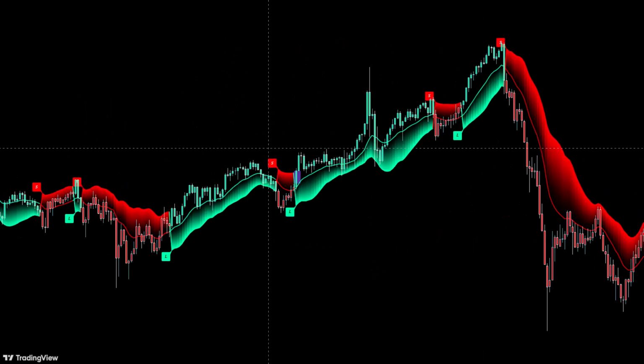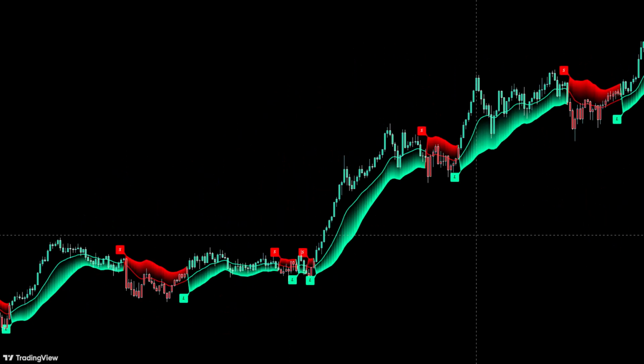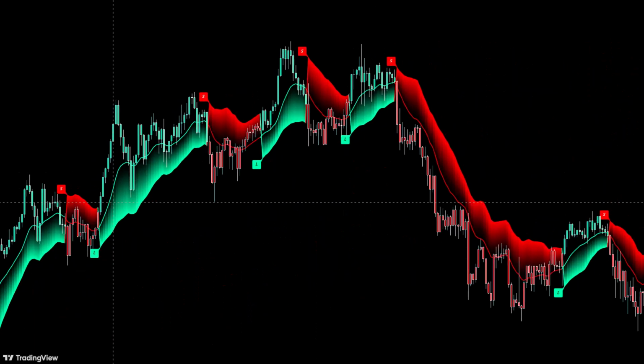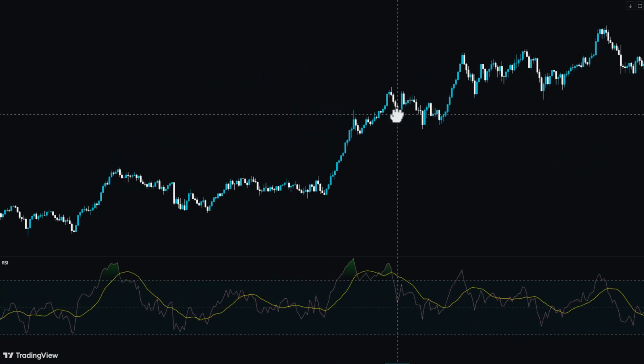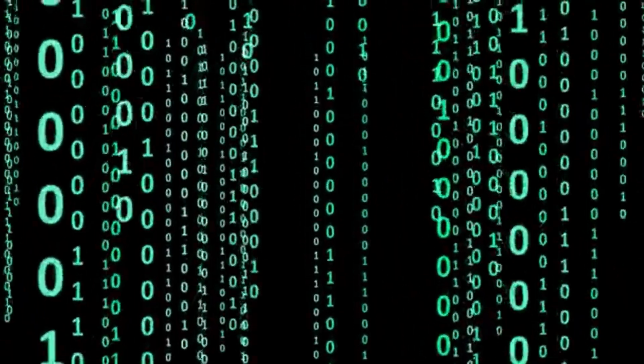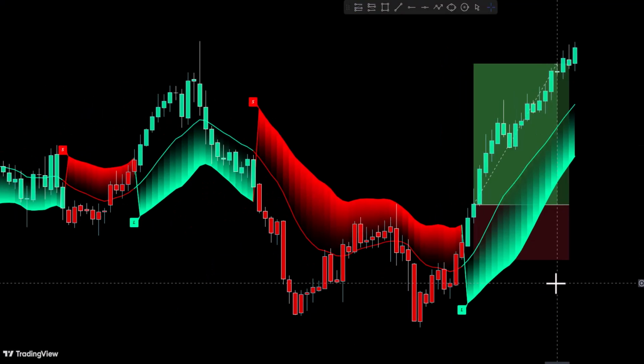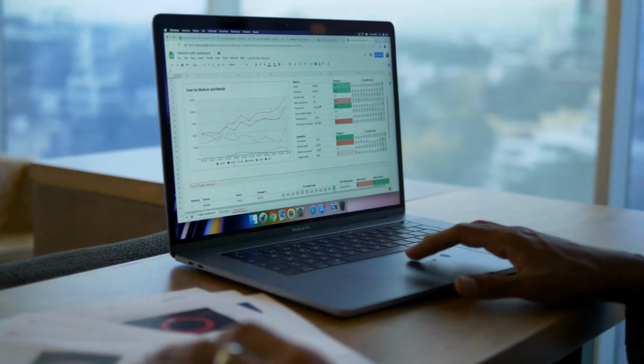What if I told you that there's a completely free TradingView indicator that could rival or even outperform some of the most expensive and premium indicators out there? From the classic RSI to cutting-edge AI-powered indicators that claim to predict the market with pinpoint accuracy, traders are always searching for an edge in the market.